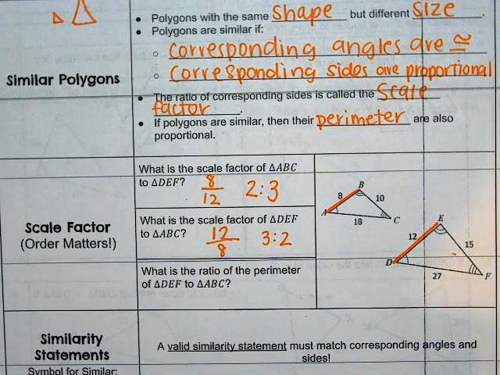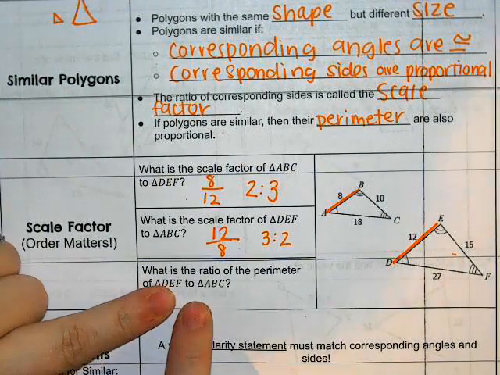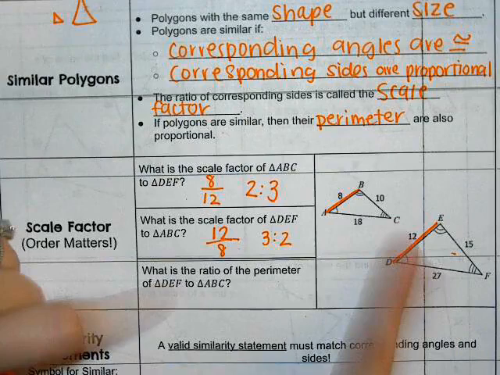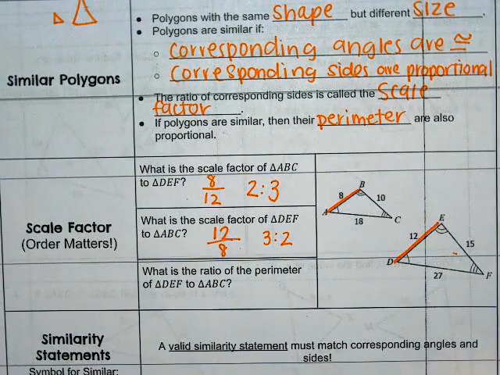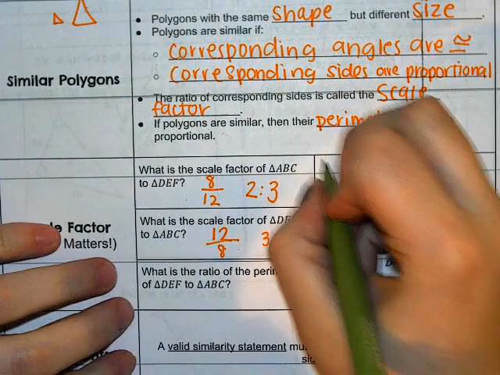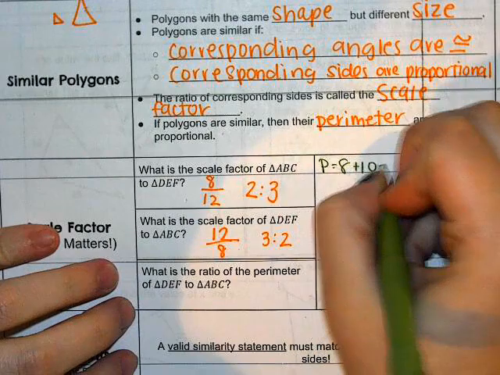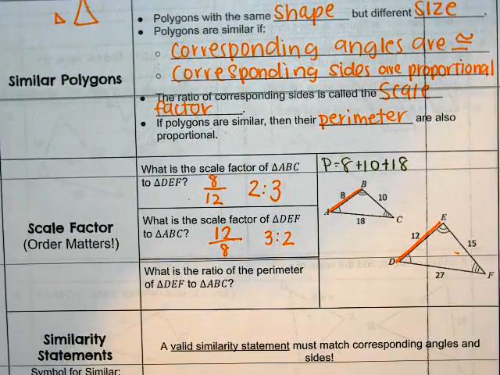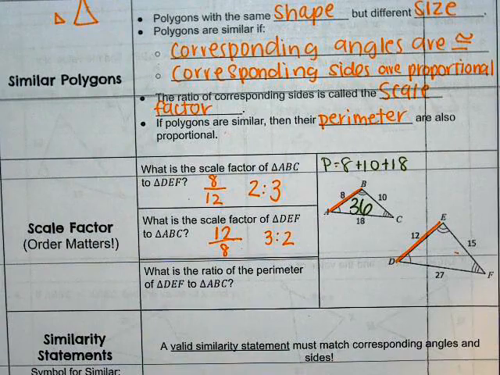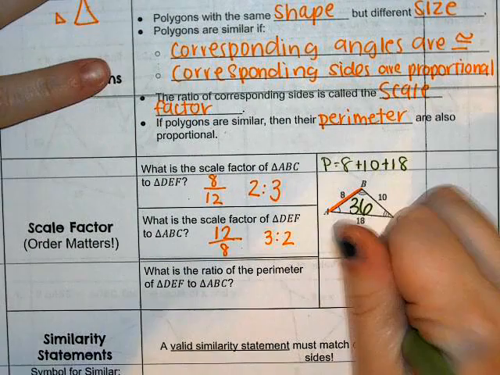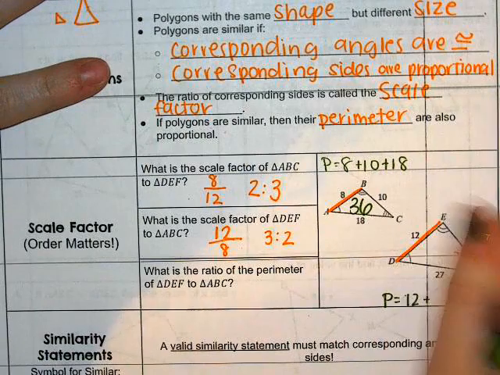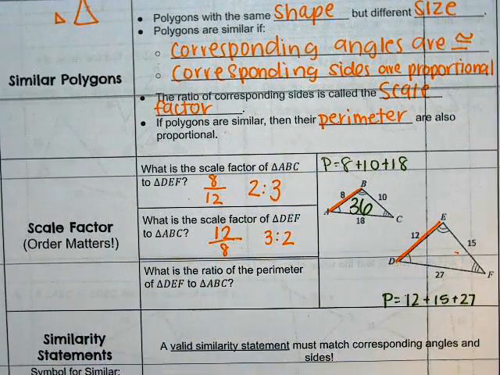Now I've got to find the perimeter because I want the ratio of the perimeter of my bigger triangle, DEF, to my smaller triangle. Perimeter, remember, is adding all three sides. So to find the perimeter of ABC, I'm going to add 8 plus 10 plus 18. That would give me 36. So my perimeter for triangle ABC is 36. Then I'm going to have to do the same thing to find the perimeter of DEF. So I have 12 plus 15 plus 27. 12 plus 15 plus 27 is 54.